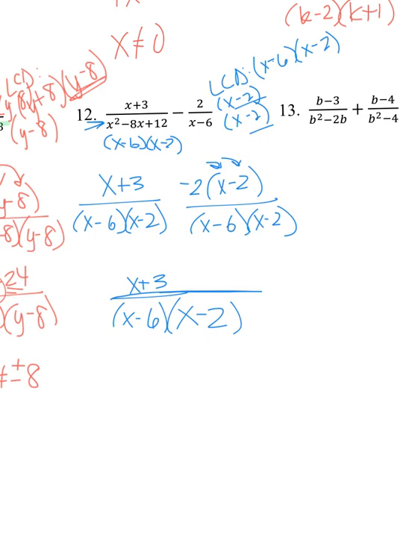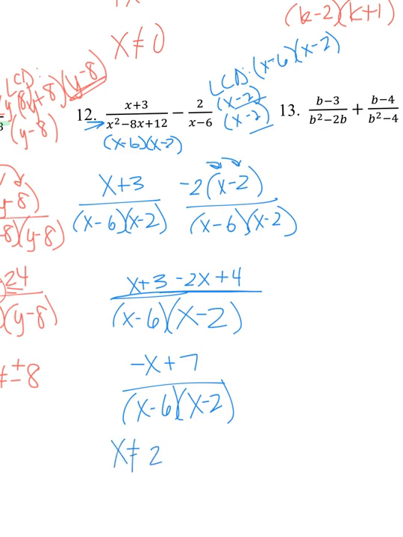So -2 times x gives me a -2x. -2 times -2 gives me a positive 4. So now I'm going to combine my like terms. I'm going to get -x plus 7 all over x minus 6 times the quantity of x minus 2. So there's nothing to factor in your numerator. There's nothing that can be simplified. So the last step is to state your excluded values. So x cannot equal 2 and 6.